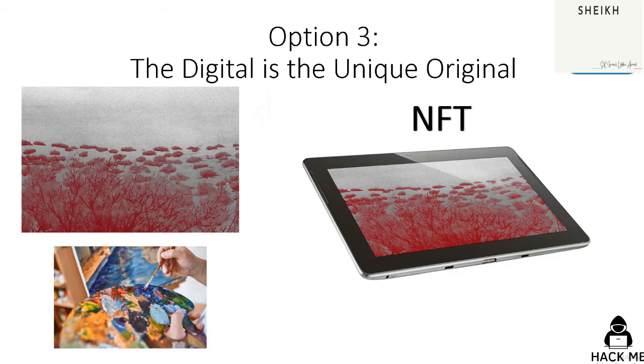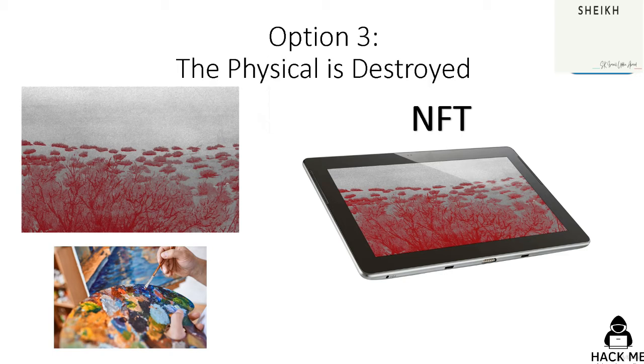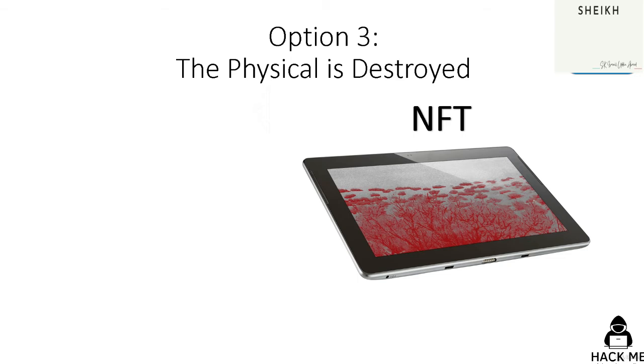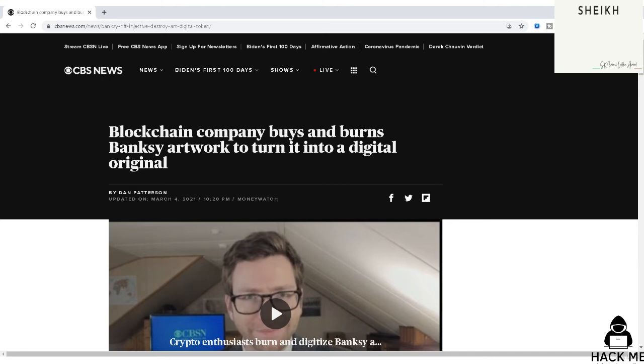Now, option 3 is that the digital becomes the unique original. Now, this is controversial because what that really requires is for the physical piece to be destroyed. That is, you create the physical piece, then you create the digital version of it, and then you destroy the physical so that the digital version, or NFT, is the original. This is exactly what was done with a Banksy artwork that was sold, and then it was burned in order to create the digital piece as the original. That is, they destroyed the physical Banksy artwork in order for the original digital to become the true unique piece for that artwork.